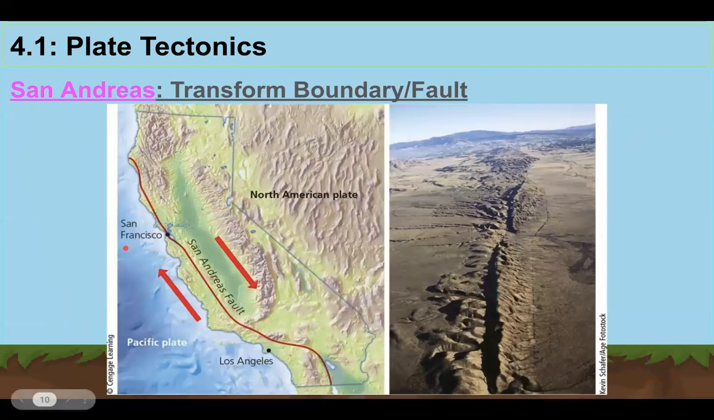So one of the most common examples of a transform boundary or fault is the San Andreas Fault. That's one of the reasons why there are so many earthquakes here on the west coast of the United States. Because when these plates shift, that's going to release the energy that has been stored up and result in an earthquake.